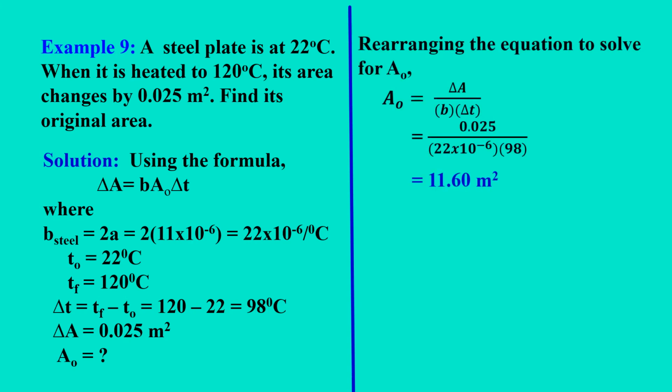Arranging the equation to solve for A naught, you have A naught equals delta A divided by B times delta T. Substituting the values and simplifying, the original area is 11.60 meters squared.